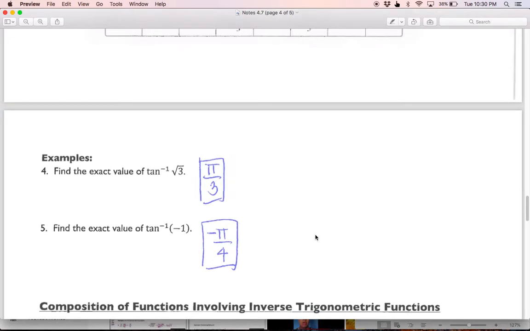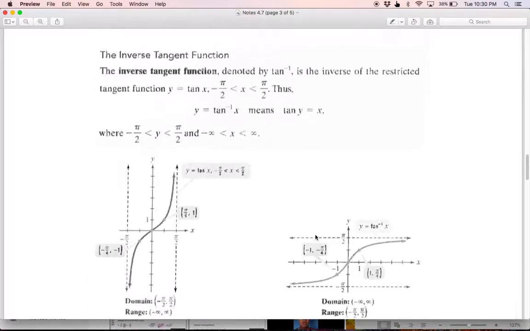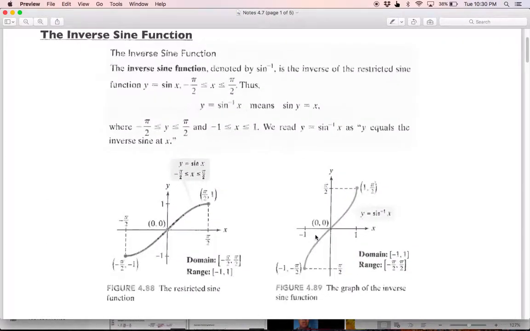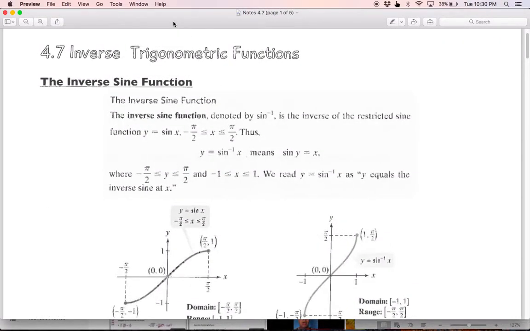Okay? So that is the only thing that you need to do today. You're just practicing reading your unit circle backwards. We'll look at compositions tomorrow, and we'll start with questions when I come back.